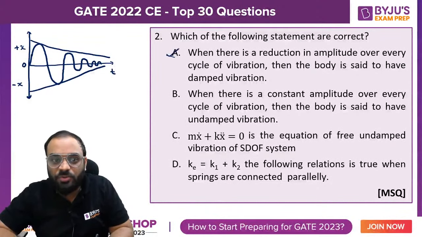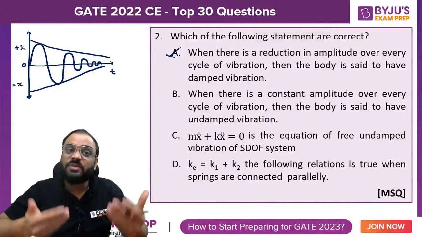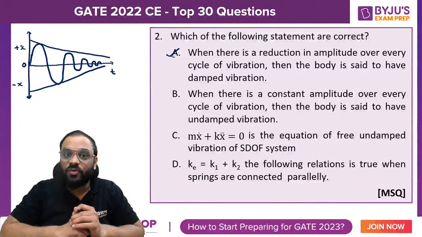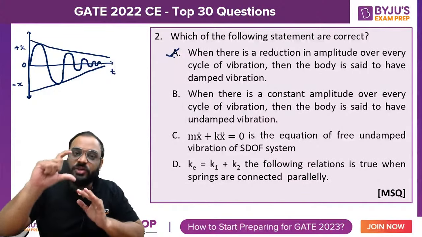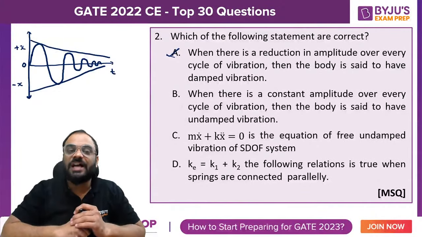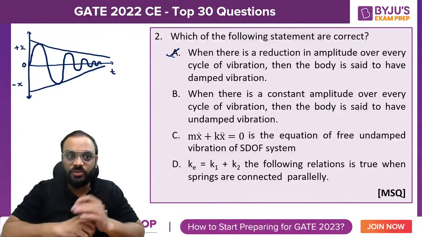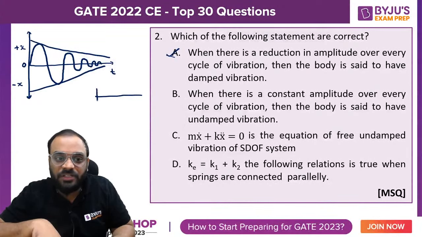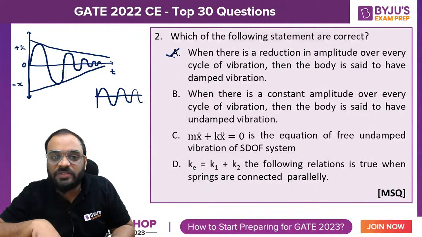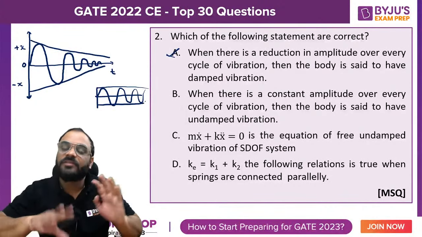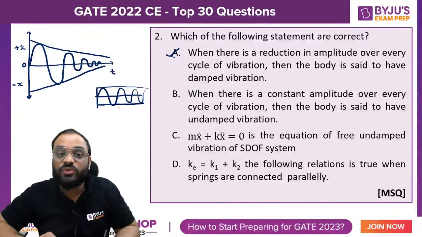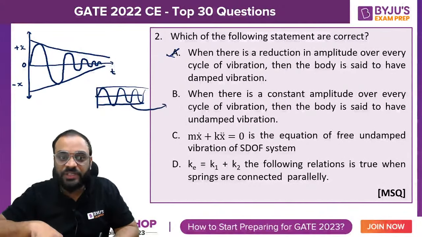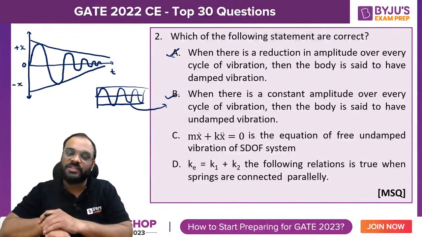So this particular option is correct, right? But in case of undamped vibration, what will happen? The amplitude will not change and it will be constant throughout the time period. So you can see, guys, this particular curve will be like this, in which the displacement is constant, right? It is not changing. Understood? So this is known as undamped vibration. So this one is also correct.